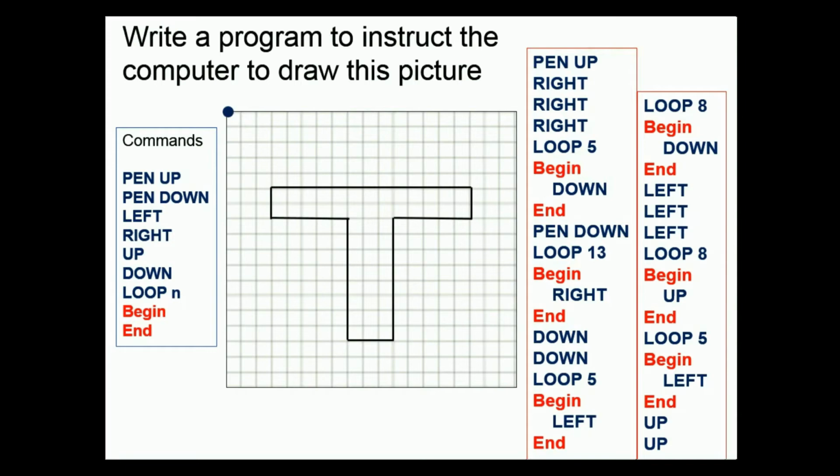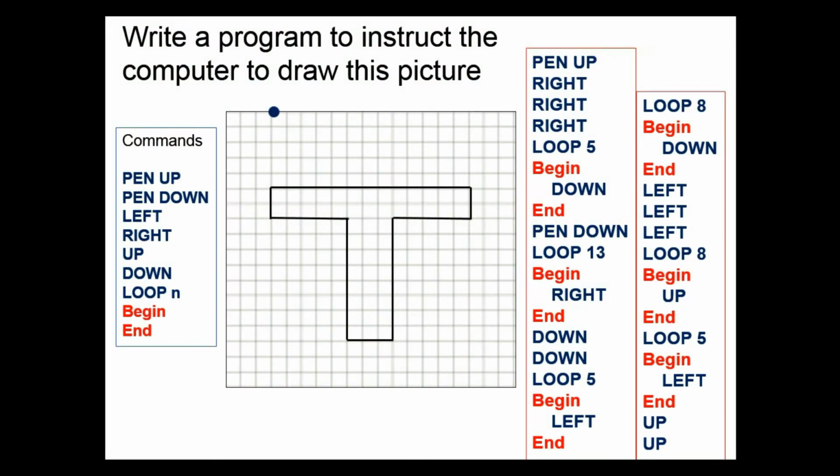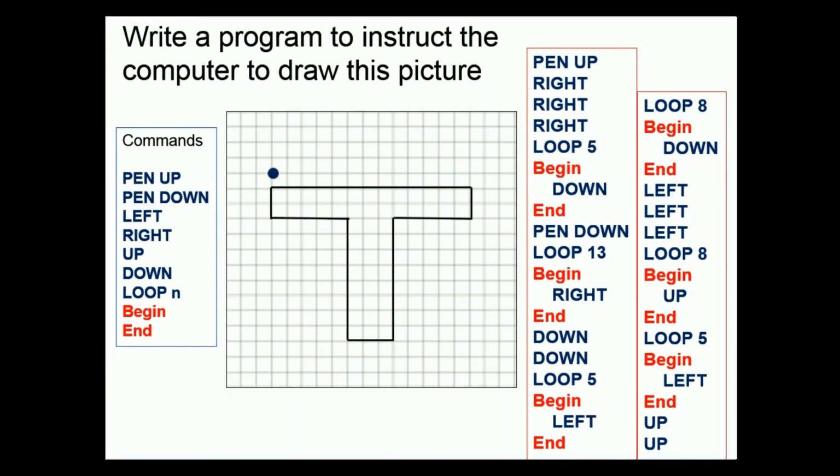We have to go right thrice. Every right is just one step. After that, you have to go 5 times down. 1, 2, 3, 4, 5 times down.